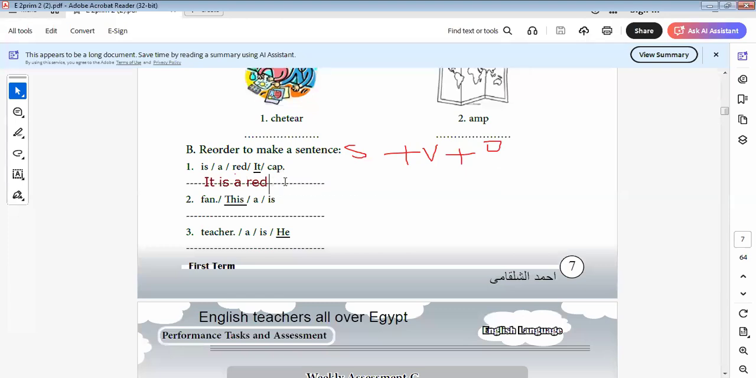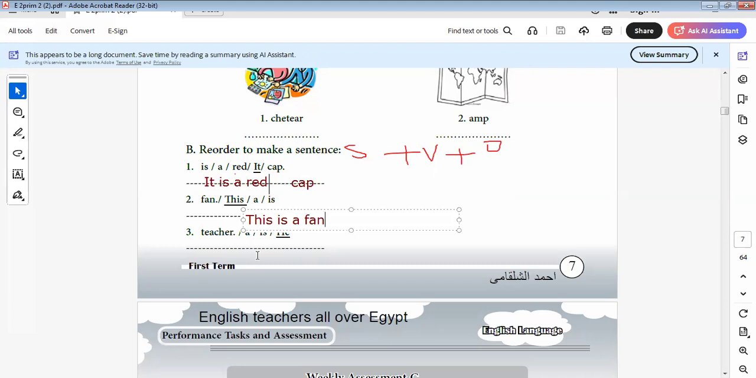Red cap. This is a red cap. So the answer will be here: this is a red cap. Let's go to another one. This is a fan. Okay.